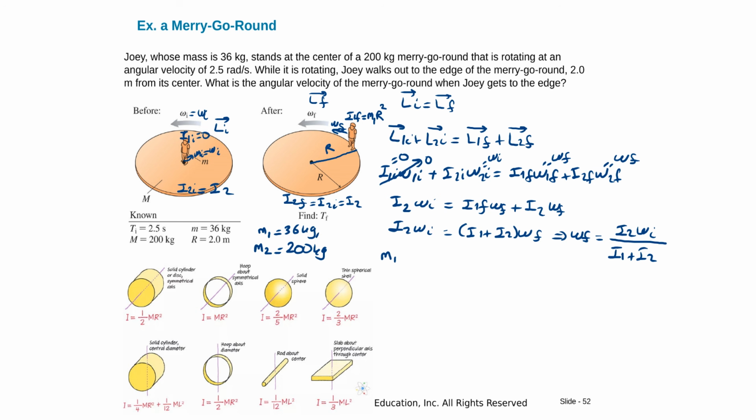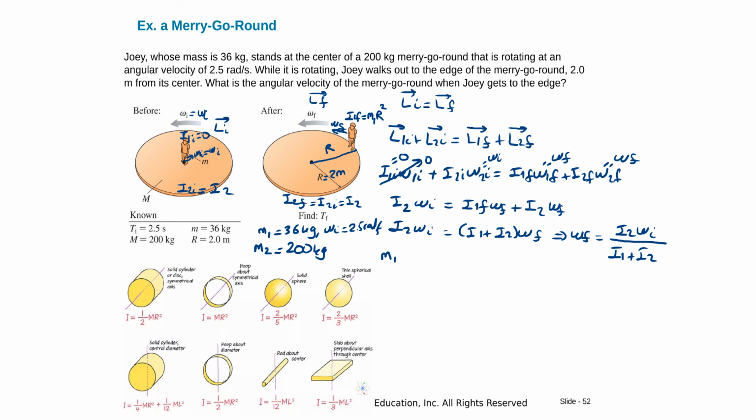2.5 rad per second is the initial angular velocity. While it is rotating, Joey walks out to the edge of the merry-go-round, 2 meters from its center. So this r is equal to 2 meters. What is the angular velocity of the merry-go-round when Joey gets to the edge? So omega final. We already walked through the question. Joey walks to the edge, and omega final will change because the total moment of inertia will change.